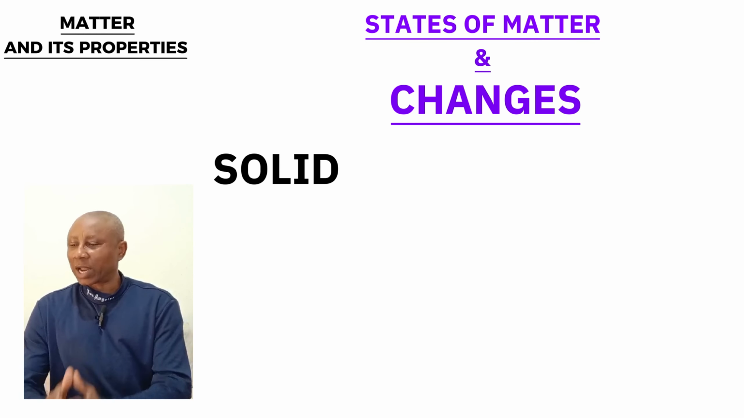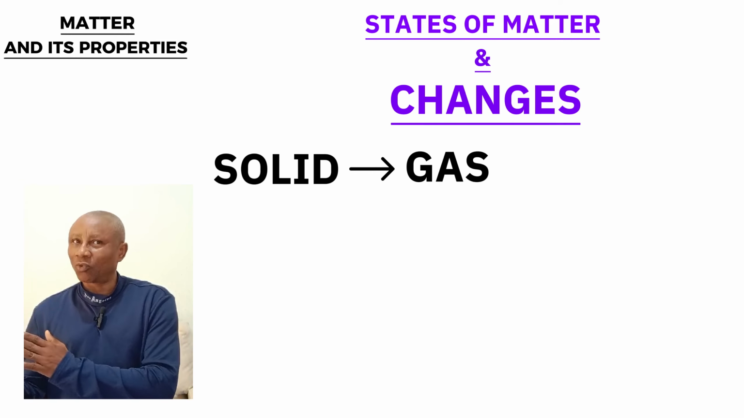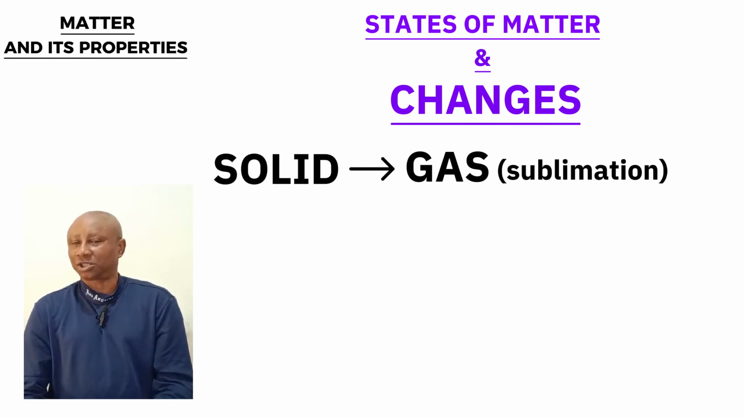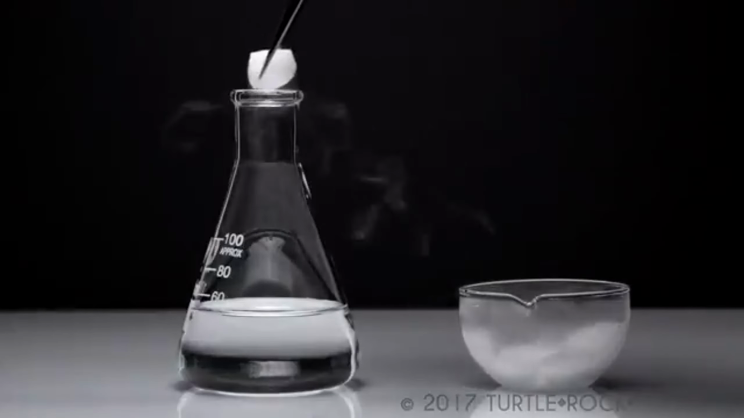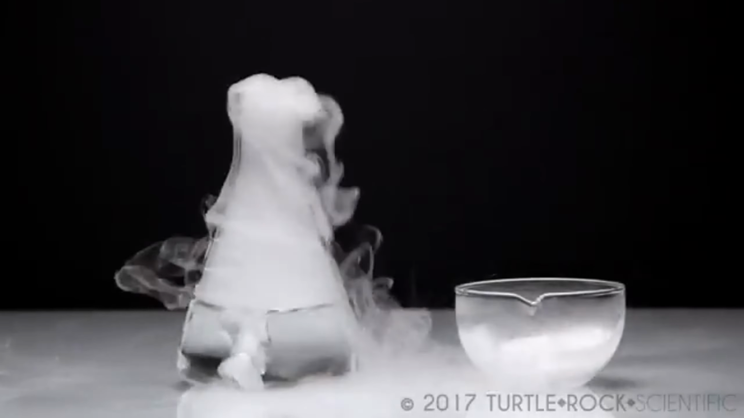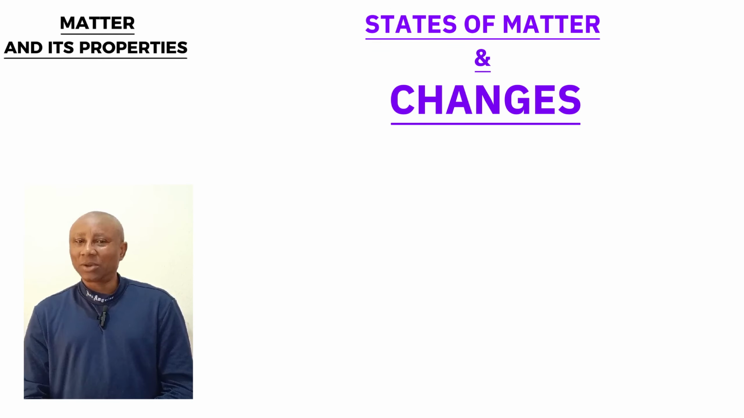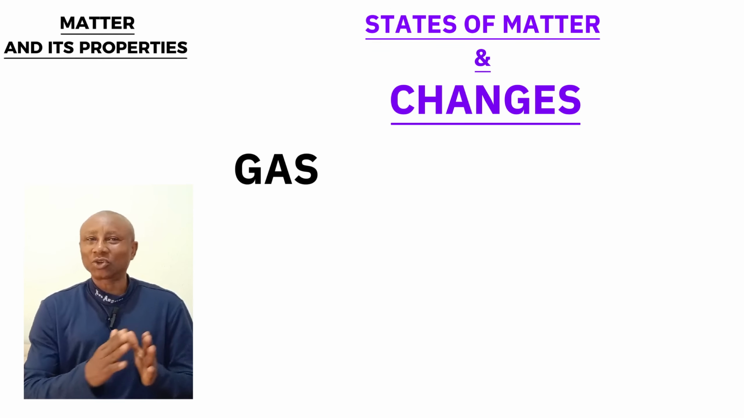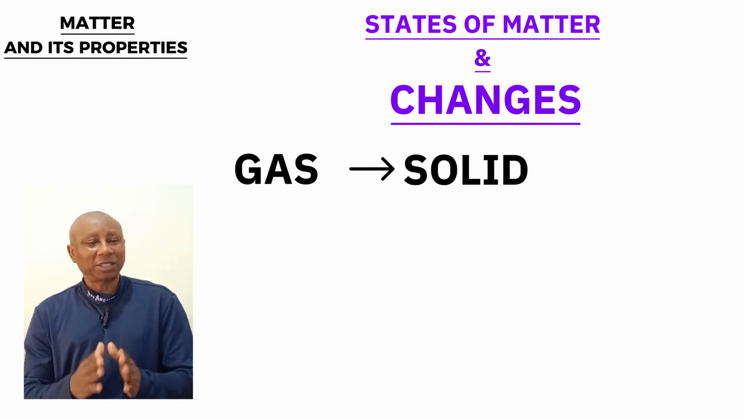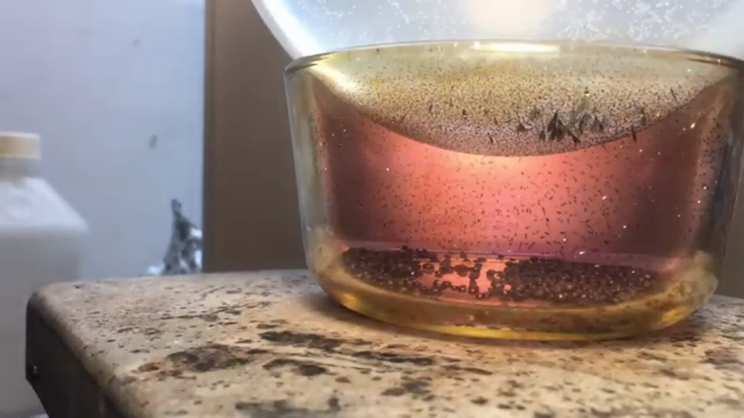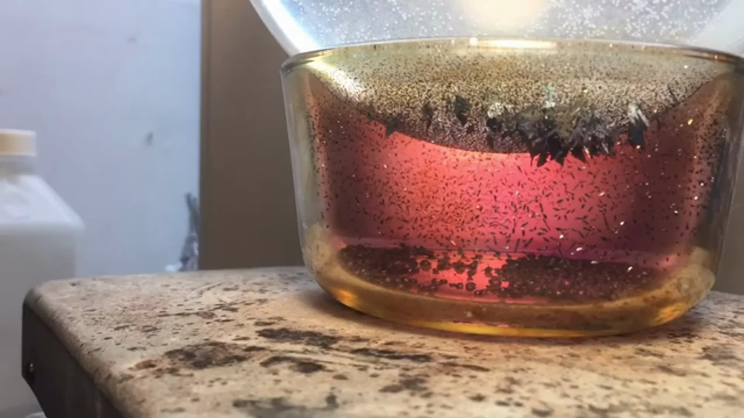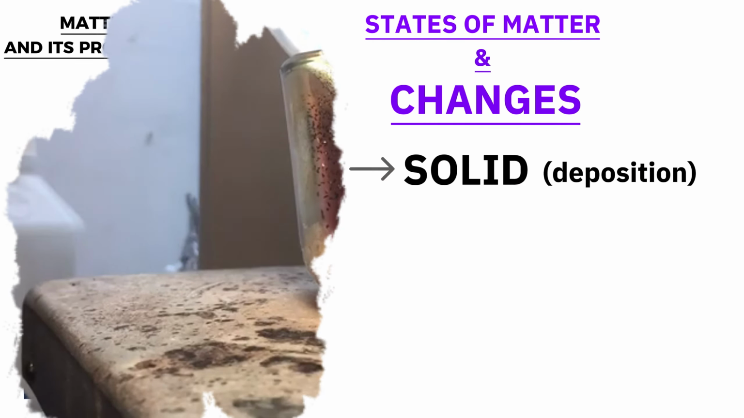Then a solid also can change directly into a gas. We see that in what we call sublimation. An example is dry ice, like solid carbon dioxide. It turns directly into a gas without passing through the liquid state. We see also that a gas can turn into a solid. A very typical example is iodine vapor. Iodine crystals, when they cool down, will form solid iodine without passing through the liquid state.